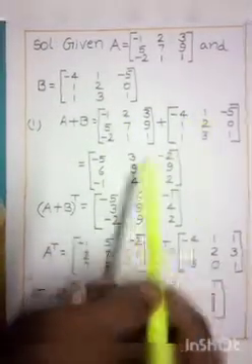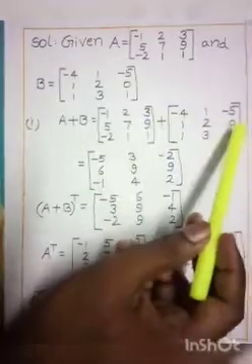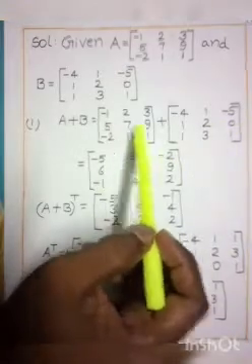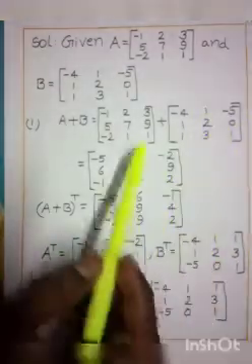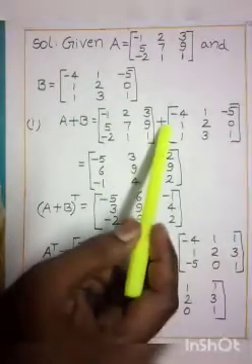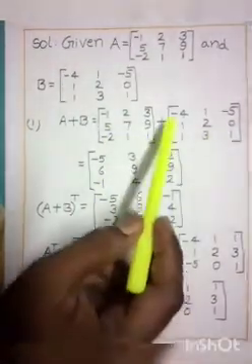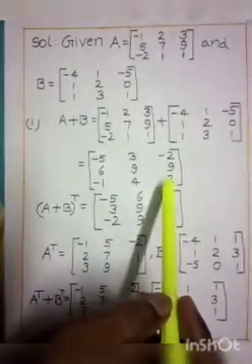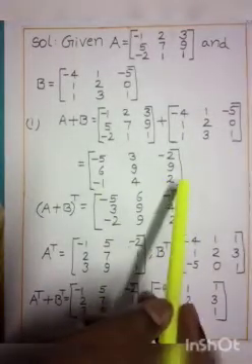7 plus 2, 9. 9 plus 0, 9. Understood these elements, my dear children? Right. Minus 2 plus 1, minus 1. 1 plus 3, 4. 1 plus 1, 2. Understood these elements, my dear children?